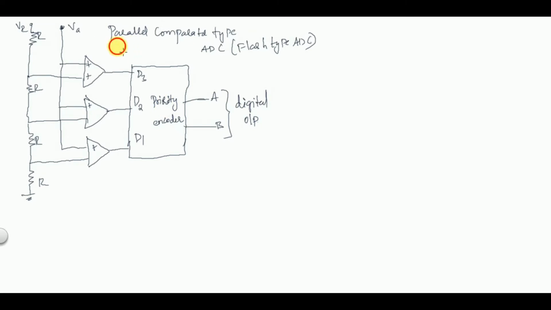So in this video we are going to learn about parallel comparator type ADC or flash type ADC. Okay, so flash type ADC. This is a simple circuit diagram of a 2-bit flash ADC. Okay, so 2-bit flash ADC.